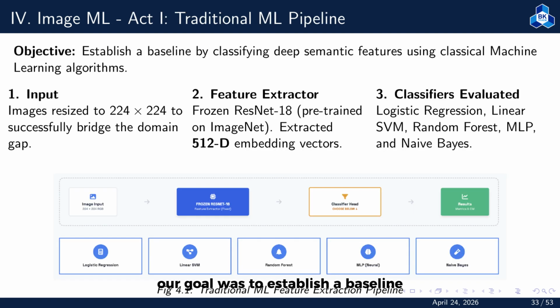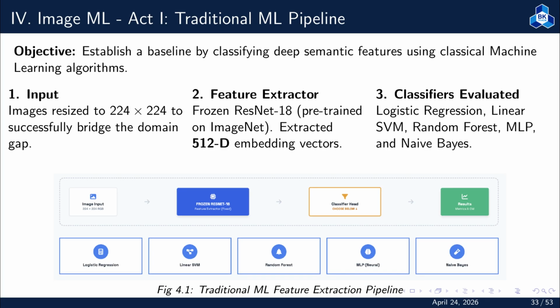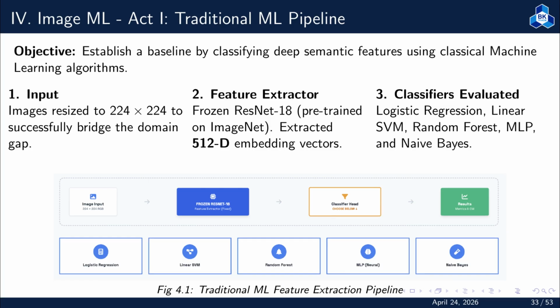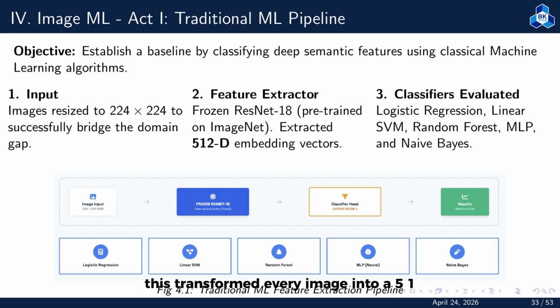In Act 1, our goal was to establish a baseline. We wanted to prove that better features beat better algorithms. Instead of feeding raw pixels into a model, we used a frozen ResNet 18 as a feature extractor. This transformed every image into a 512 dimensional embedding vector. We then tested 5 different classical classifiers, from simple naive Bayes to complex random forests, to see which could best interpret these high-dimensional deep features.